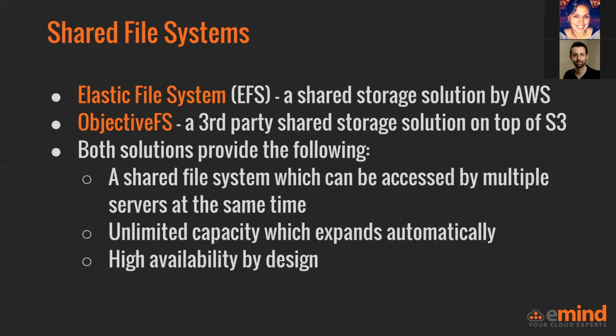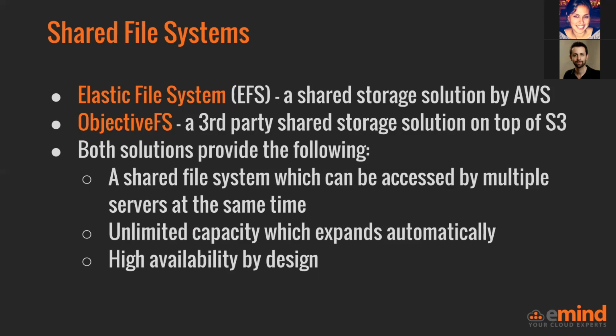Now, there are many shared storage solutions. Two of them are EFS and ObjectiveFS. EFS is a shared storage solution by AWS. It's an acronym for Elastic File System. This is relatively new and is available only on 3 AWS regions as of today. Now, ObjectiveFS, on the other hand, is a third-party solution which employs shared storage on top of S3. It uses encrypted S3 buckets for storage.